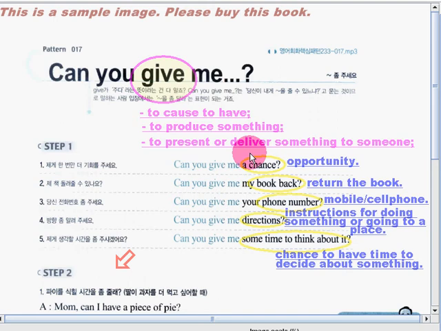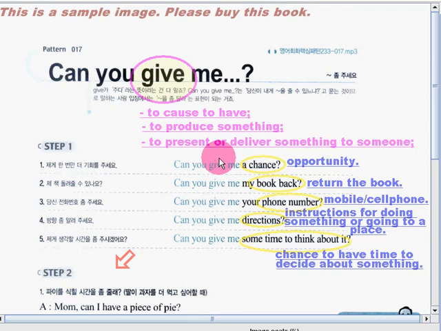Let's start with number 1. Can you give me a chance? Can you give me a chance? This question is really heartbreaking, because people can use this question when asking for an opportunity. For example, in a relationship, your girlfriend or boyfriend did something wrong. They can ask you, can you give me a chance? Can you give me another chance? When you say chance, that means opportunity, another opportunity to do right.